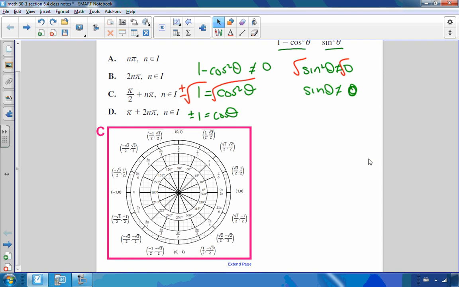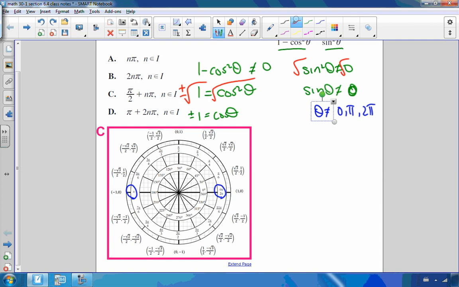So you can look at your unit circle. Sine is your y coordinate, and so you don't want sine to be equal to 0. So that is going to happen at 0 and 2 pi, and it's also going to happen at pi. So that means that theta cannot equal 0, pi, or 2 pi.